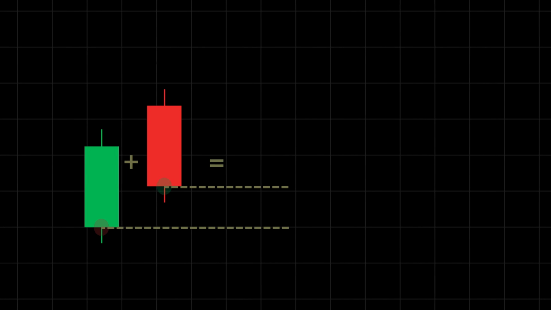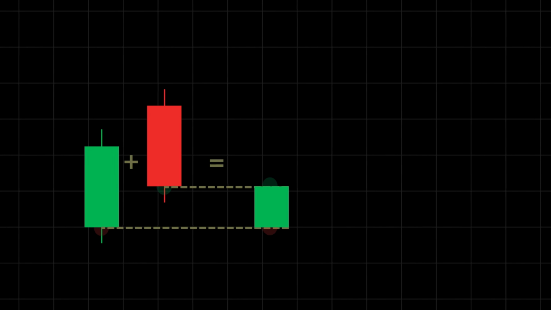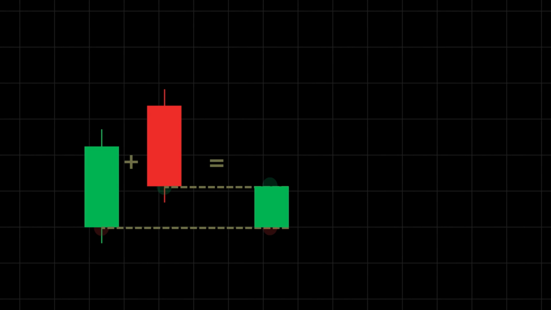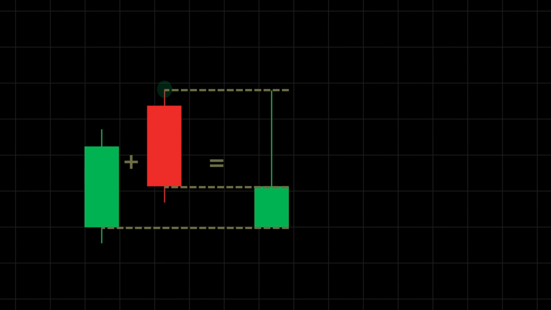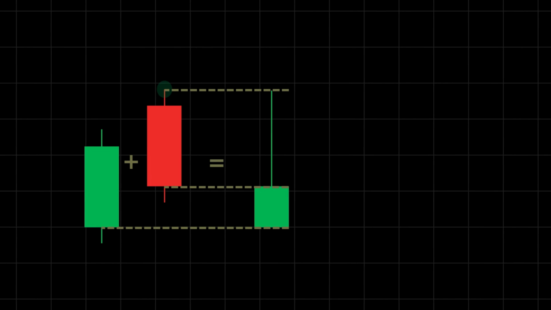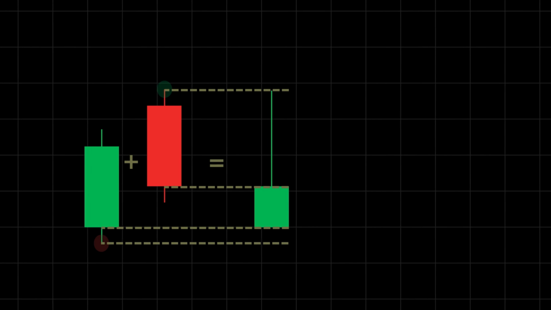Here, we have 2 candles. Using the opening price of the first candle and the closing price of the second candle, we calculate the body of the new candle. Since the closing price is higher than the opening price, this will be a green candle. Next, we determine the upper wick by measuring the distance from the highest point of the 2 candles to the body. Then, we calculate the lower wick using the lowest point from both candles relative to the body.